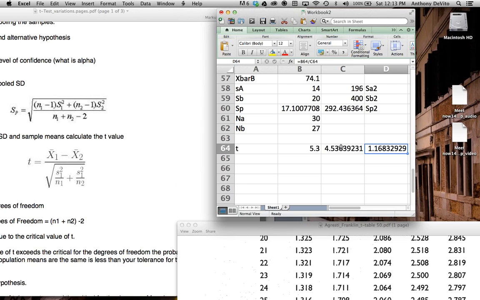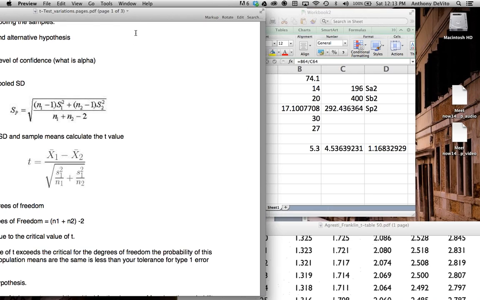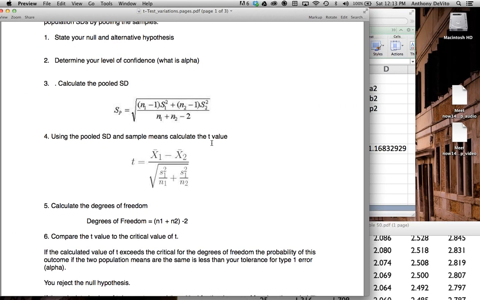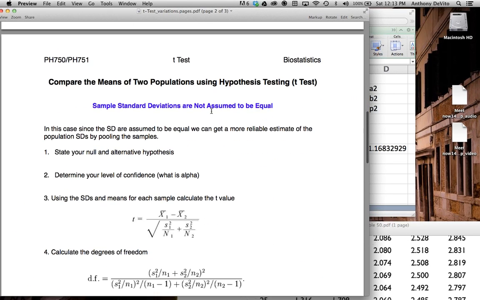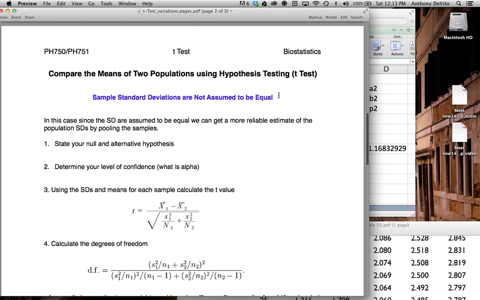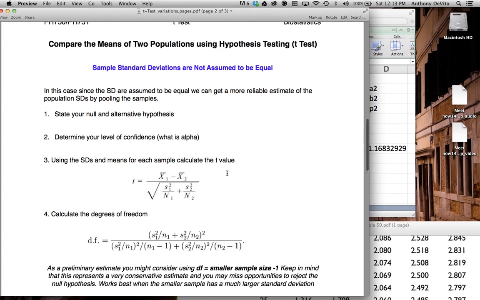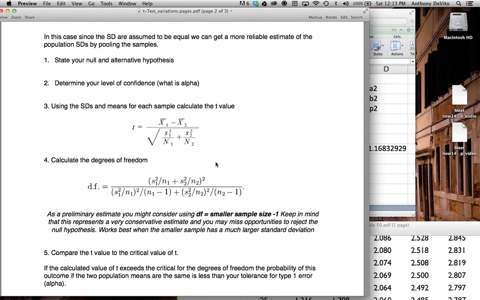And so had the t-score come out to be 2.1 or 2.7, we would reject the null hypothesis and accept the alternative hypothesis. Okay, so now you could also run into situations where we might tell you that we don't want you to assume that the standard deviations are equal, and you would have to use a different set of formulas for that.